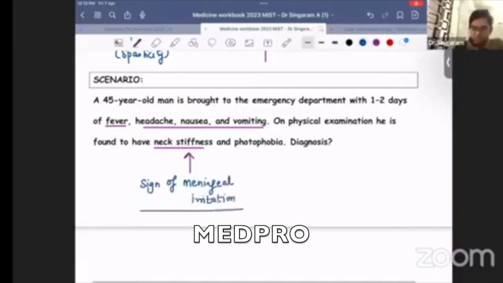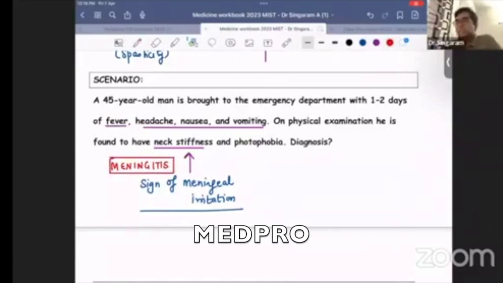So whenever you have a patient who has fever along with a sign of meningeal irritation, what is the likely possibility? The name itself is already there. It is meningitis, correct? This is what you need to remember, because in your exams, an important clue to think about meningitis will be signs of meningeal irritation. I think most of you are able to get this correctly.